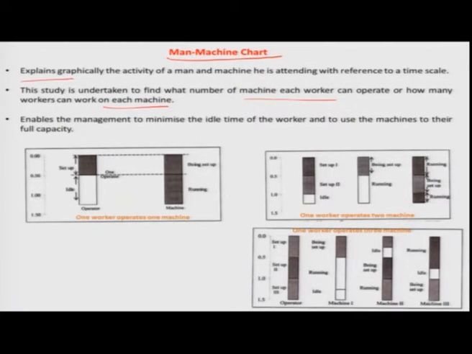That enables the management to minimize the idle time of the worker and to use the machines to their full capacity. Idle time, okay, may be related to worker or machine, both. Sometimes the machine is waiting for the next operation and sometimes the worker is waiting till the operation in a machine is finished. Okay. First I will explain. I am taking 3 examples for man machine chart. Here condition 1 is that one worker operates one machine.